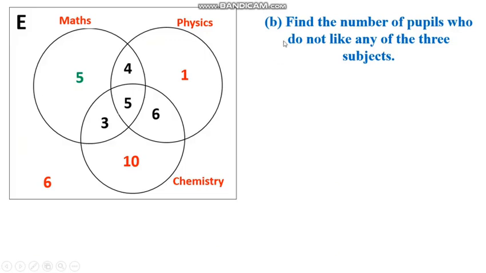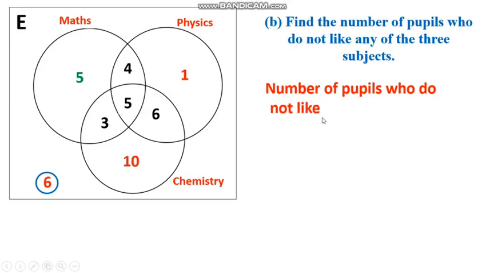Our question B reads, find the number of pupils who do not like any of the 3 subjects. So the number of pupils who do not like all these 3 subjects, I said it's 6. The one that was written outside in the universal set right here. So here we are just going to write that the number of pupils who do not like any of these 3 subjects is equal to what? A 6. This 6 right here. Okay. So we are done answering our questions.